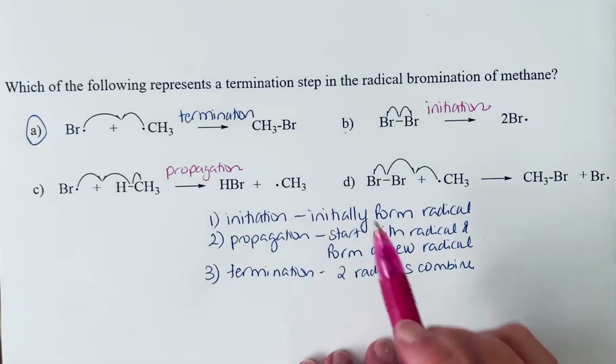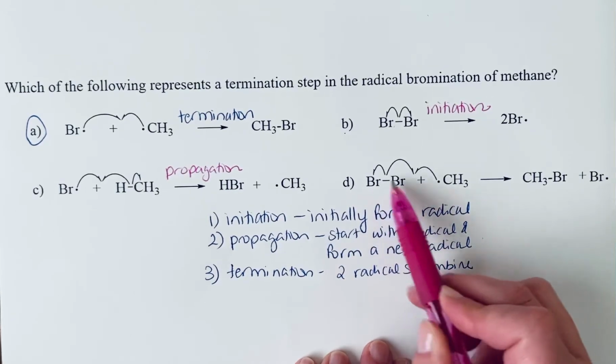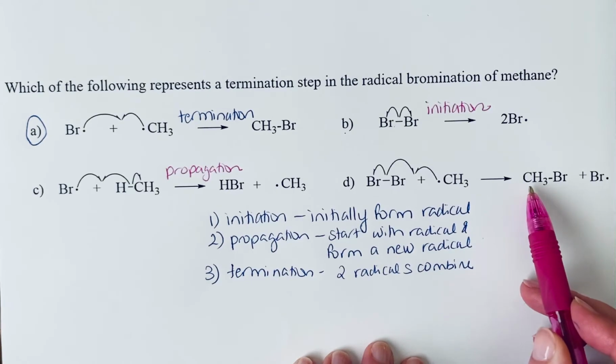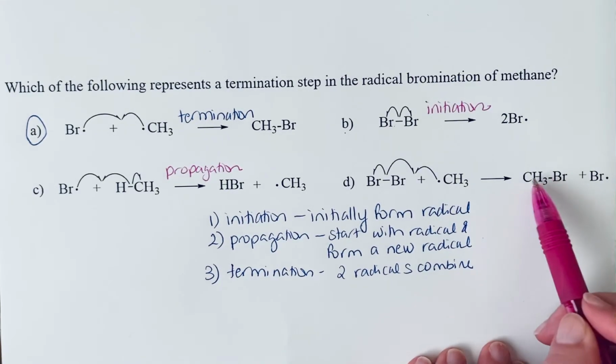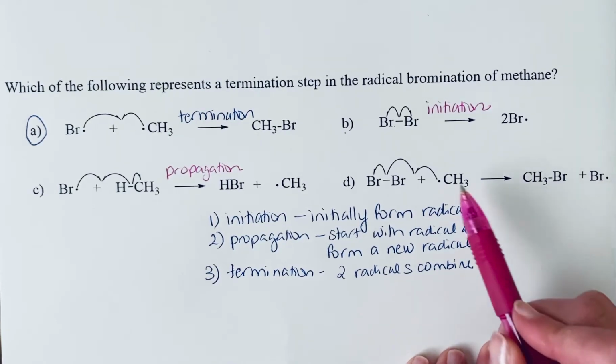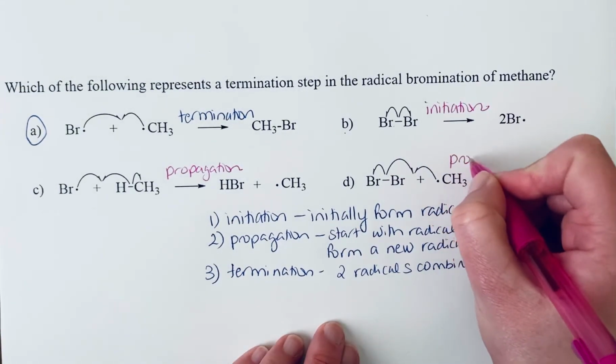And if we look at D, we see bromine, molecular bromine, reacting with a carbon radical to form methyl bromide, or bromomethane, and a bromine radical. So one radical forming another radical. This is again a propagation step.